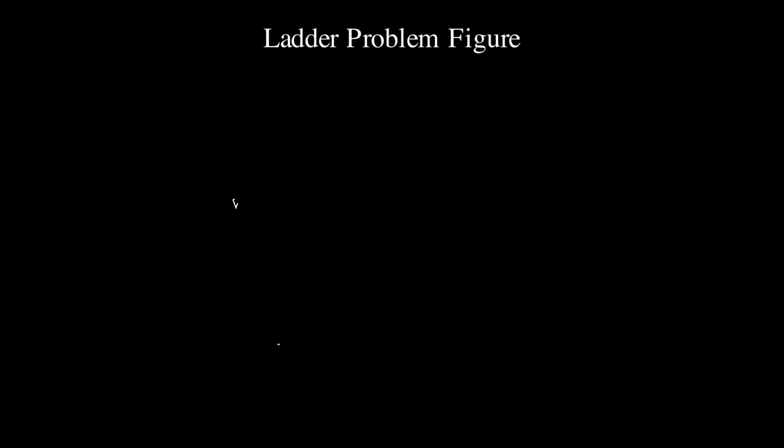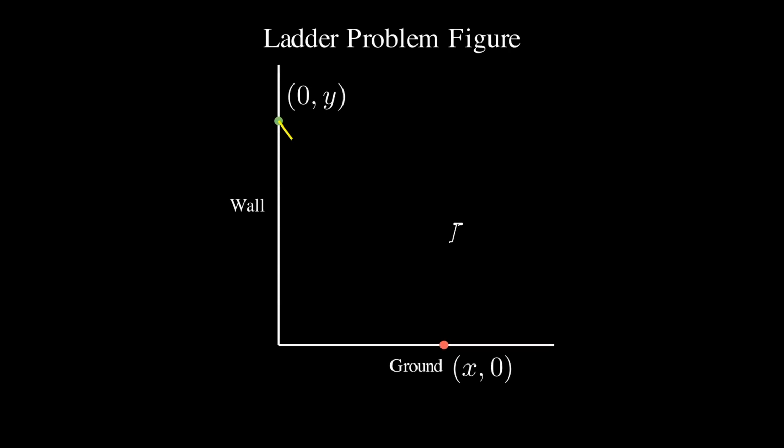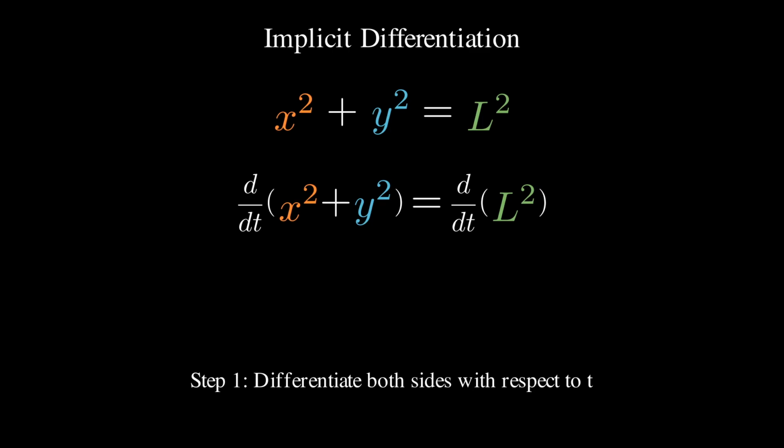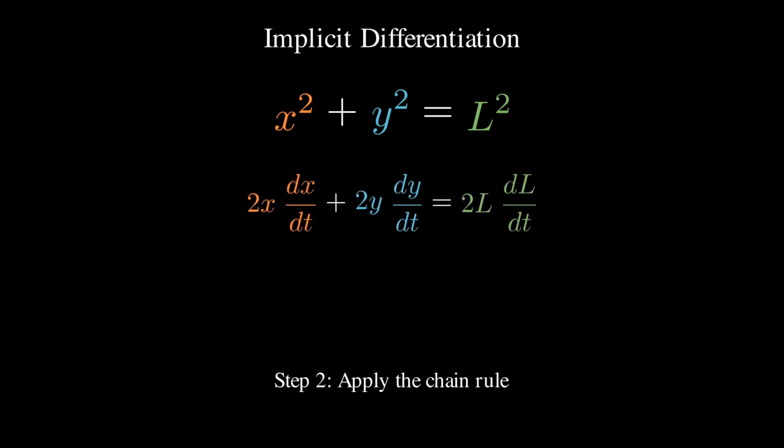We can draw a picture representing the problem, which provides us with a right triangle modeling the situation. We solve this problem by applying the Pythagorean theorem and implicit differentiation. Doing so, we get x squared plus y squared equals L squared. Our first step is to differentiate both sides with respect to t. Remember to apply the chain rule here.